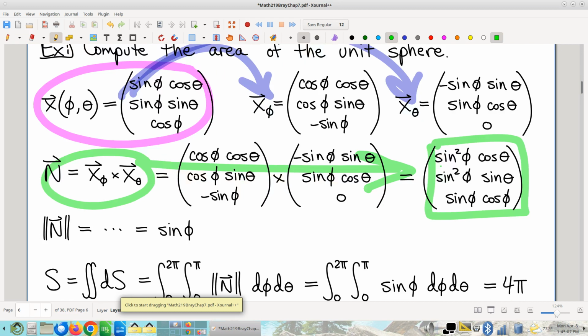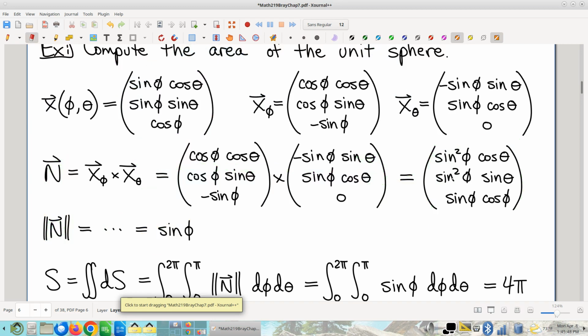Okay, now our stretching factor is the magnitude of that capital N vector that we just computed. That's another kind of tedious little calculation. Everybody needs to do this once in their lives. I've done mine. It's your turn now. Right? So compute the magnitude of that vector. The Pythagorean identity kicks in several times, very, very conveniently. And the nice answer ends up being that it's just sine phi. Very handy little result.